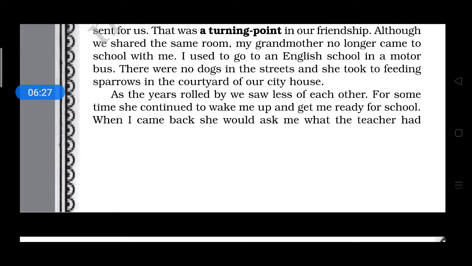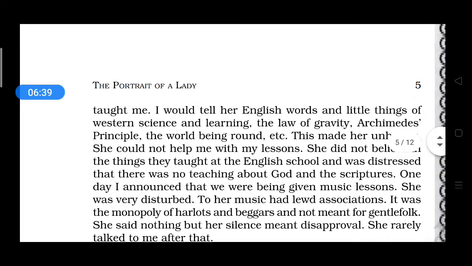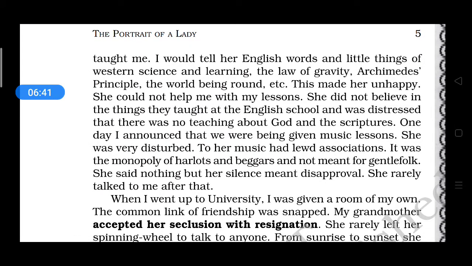As the years rolled by, we saw less of each other. For some time, she continued to wake me up and get me ready for school. When I came back, she would ask me what the teacher had taught me. I would tell her English words and little things of Western science and learning, the law of gravity, Archimedes' principle, the world being round, etc. This made her unhappy. She could not help me with my lessons. She did not believe in the things they taught at the English school and was distressed that there was no teaching about God and the scriptures.